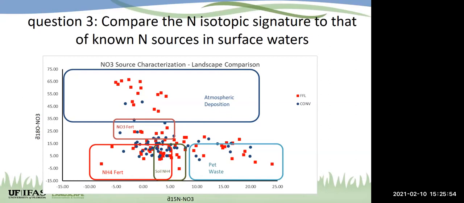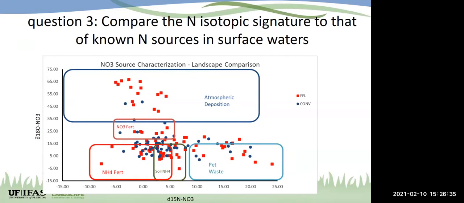So on this chart, all the little squares and circles that you see represent a sample of runoff taken from one of our lawns in our residential neighborhood. And they plot in different places on this graph. Some of them clearly plot within the area of atmospheric deposition. Some of them clearly plot within the area that represents fertilizer. And some of them clearly plot within the area that says they're coming from pet waste. So basically, it just shows you that we have a lot of different sources contributing nitrogen to the runoff in this neighborhood.